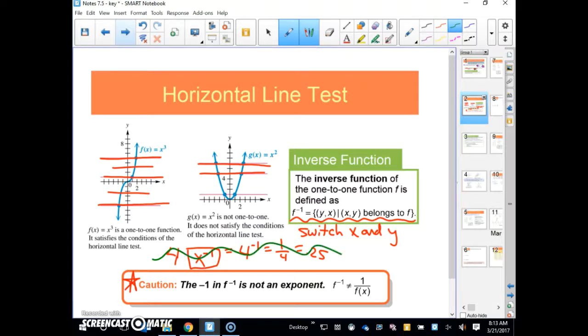Okay, the -1, like when I say sine -1 of x, I wouldn't say sine to the -1 of x. Okay, that's not what I would say. That's not an exponent -1. That means inverse. Okay, that means inverse sine. And so be careful and don't call that -1 an exponent.